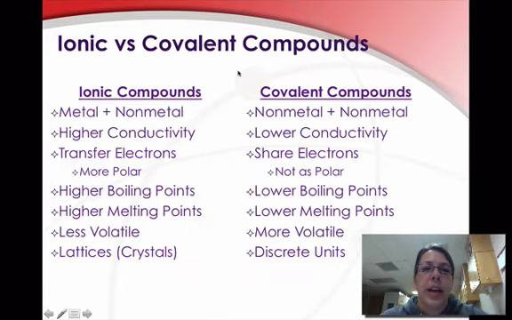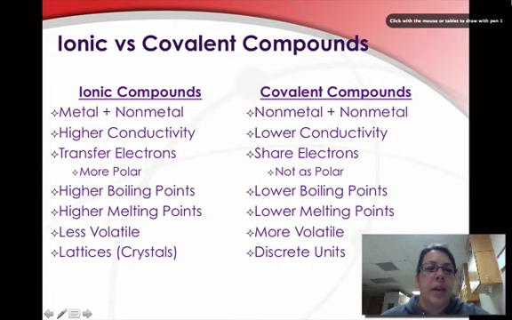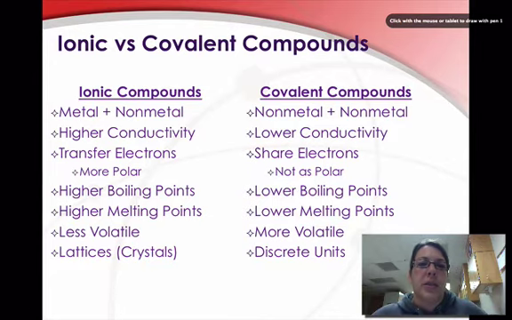So looking at properties, ionic versus covalent compounds, they're pretty much opposites of each other. An ionic compound is a metal and a nonmetal together. They are really highly conductive, and that's because you end up with the positive and the negative charges. They have a transfer of electrons, which means they are a lot more polar because the electrons go from one atom to another. They have really high boiling points, really high melting points, less volatile. That means maybe they're harder to smell.